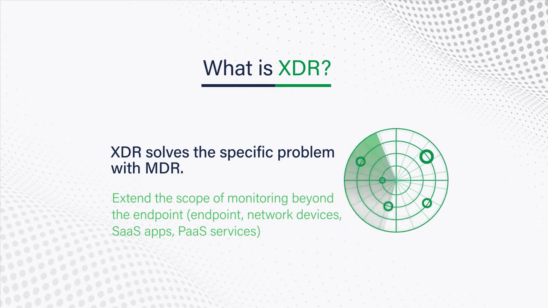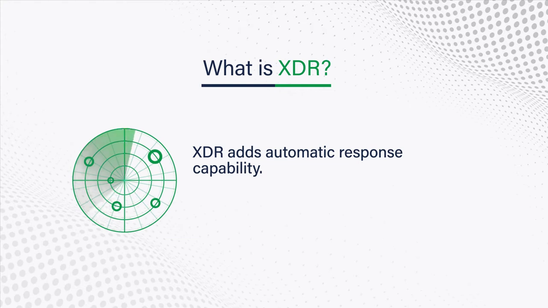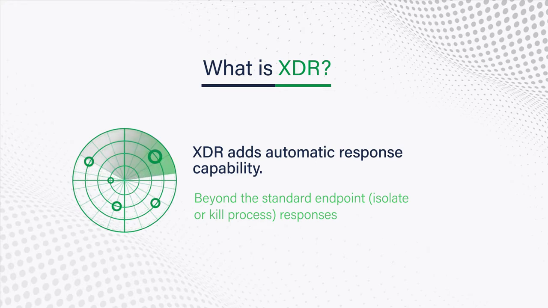Also, the R in XDR represents an automatic response, R for response capability. This is another place where it extends beyond the standard, which is what EDR thinks about. EDR will think about killing a process on an endpoint or isolating an endpoint. XDR takes the response capability beyond that. Maybe make a change to the M365 configuration to block a sender, or perhaps adjust your firewall access control list, or perhaps disable a user in Active Directory.